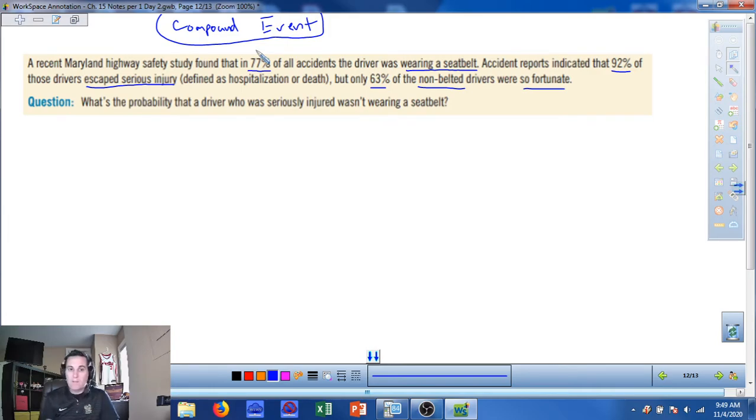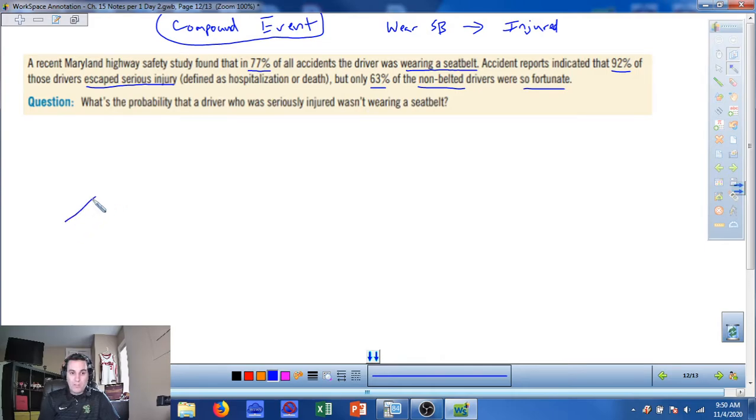How do I know that? That's always the first question students ask me: how did you know this was a tree? I know it's a tree because there's two things happening. You either wear your seatbelt or you don't. And then the next thing that happens is you either get injured or you don't. So when I read this question, I noticed it was all about wearing seatbelts and then whether you got injured. Those are two events. So when you see two events come up, you know you're doing a compound event. That's when I run to a tree diagram.